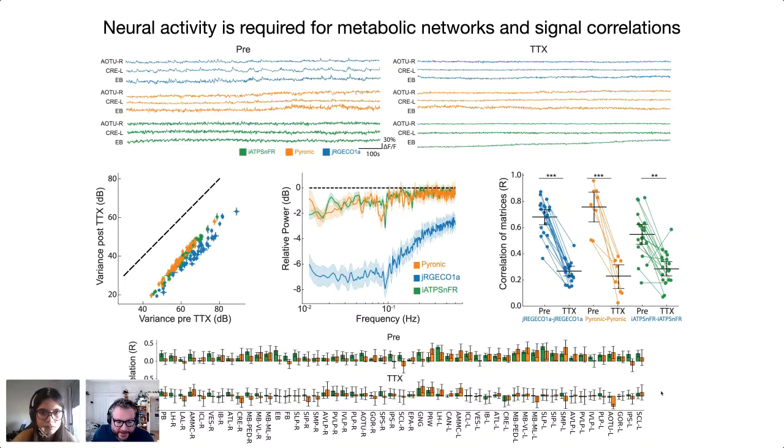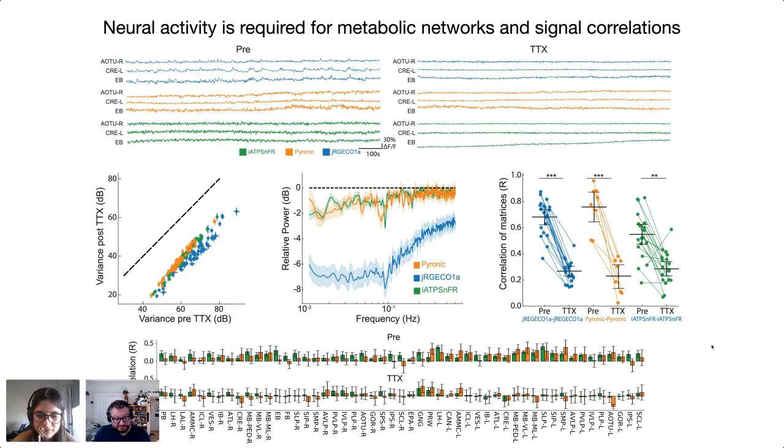If you're curious as to what I think about why some of these don't go to zero, I'd be happy to talk about that in the post chat, because it is an interesting thing that there are a few regions that don't appear to be affected by tetrodotoxin. I have some ideas about why, but I don't want to get too far off into the weeds about that right now.